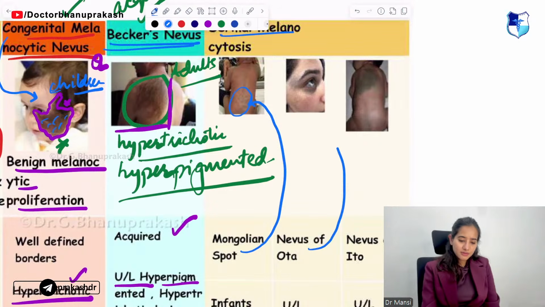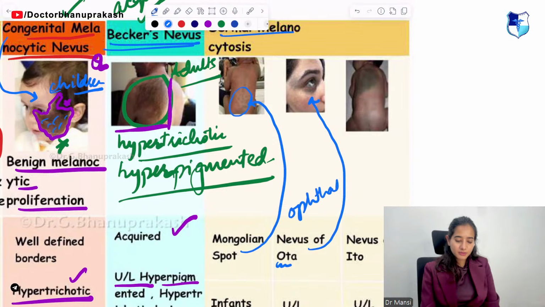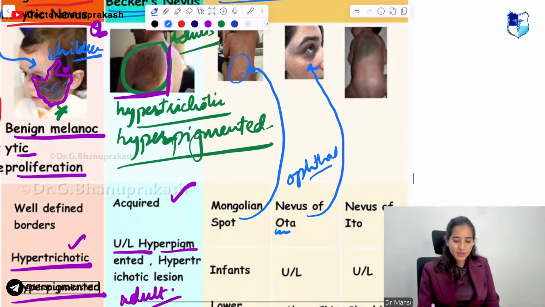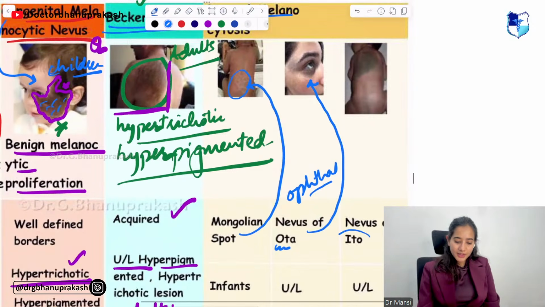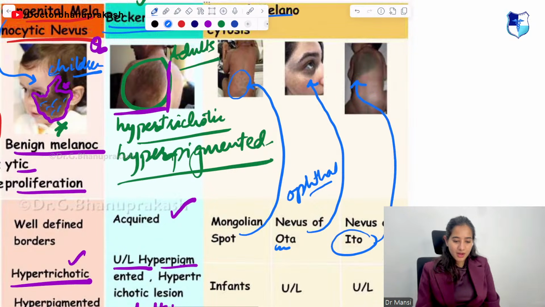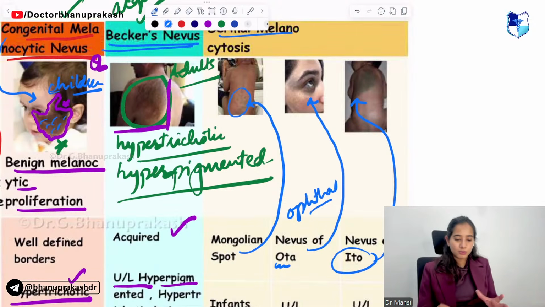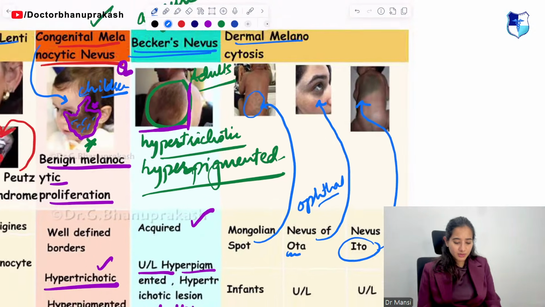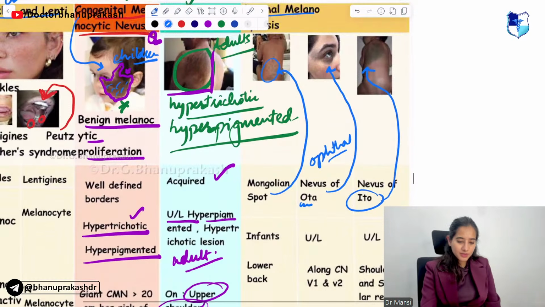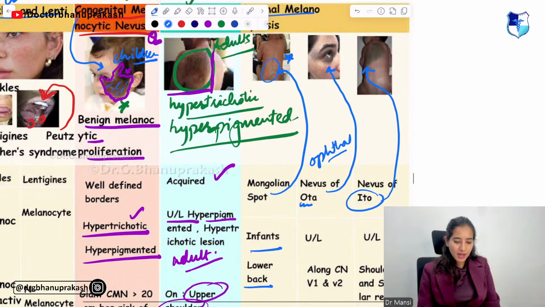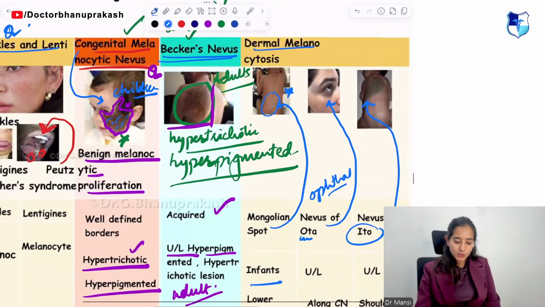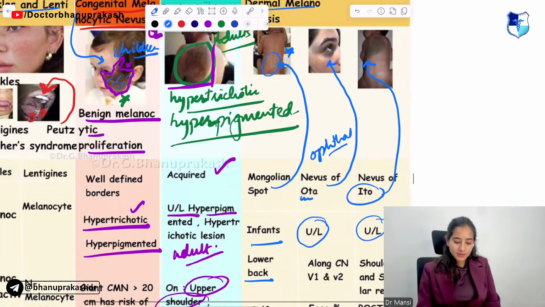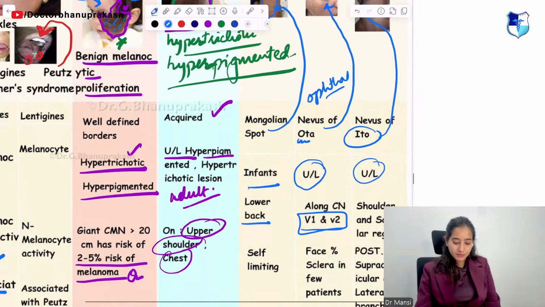Then we have nevus of Ota, where the O will remind you of ophthal. Ophthal will remind you of around the eyes, and there is also trigeminal nerve involvement. And the Ito variant is present over here. So you should be able to diagnose. These lesions have a grayish, gray to bluish, slate-like appearance. Mongolian spot, as you can see, is present in infants on the lower back. And both Ito and Ota will be unilateral, around the V1 and V2 of the trigeminal nerve.